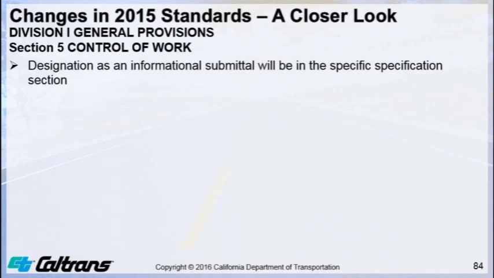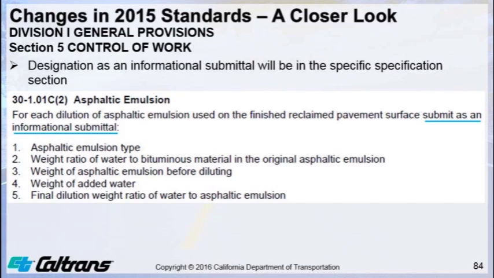Informational submittals that are not designated or shown in the submittals section are shown in the technical sections if they're not on that list. So I'm going to now show you some examples of some informational submittals that are designated. Here shown is an example in section 30-1.01C2 for asphaltic emulsion. This is for section 30 in pavement rehab. So in this case it states, for each dilution of the asphaltic emulsion used on the finished reclaimed pavement surface, submit as an informational submittal. So this is what you'll find throughout the specs. If a submittal is going to be in the submittal section informational, we'll now specify it as an informational submittal.